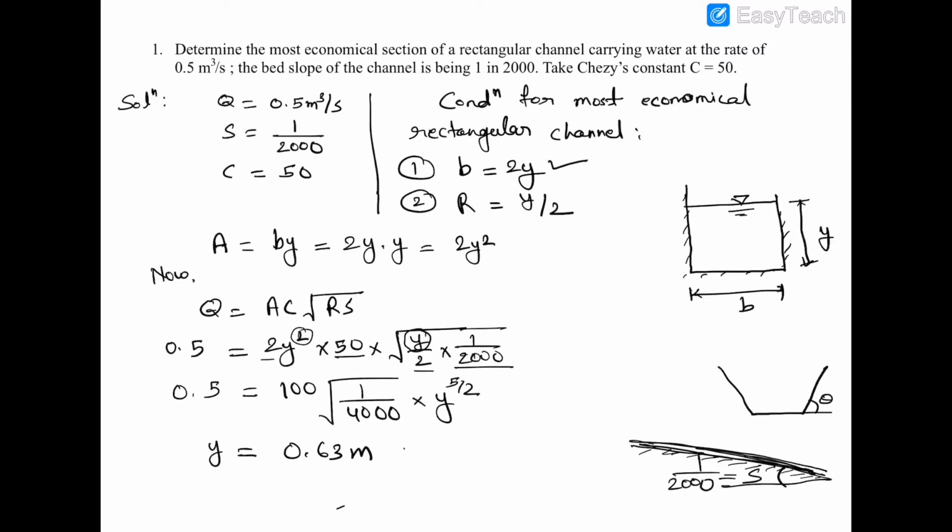And we can find the value of b, because we know the relation between depth of flow and the width of the channel. b is equal to 2y, so 2 times y is your width of the channel, that is 1.26. So this was asked in the question: what is the width and what is the depth of flow? So these are the width and depth of flow for the most economical condition of the rectangular channel.